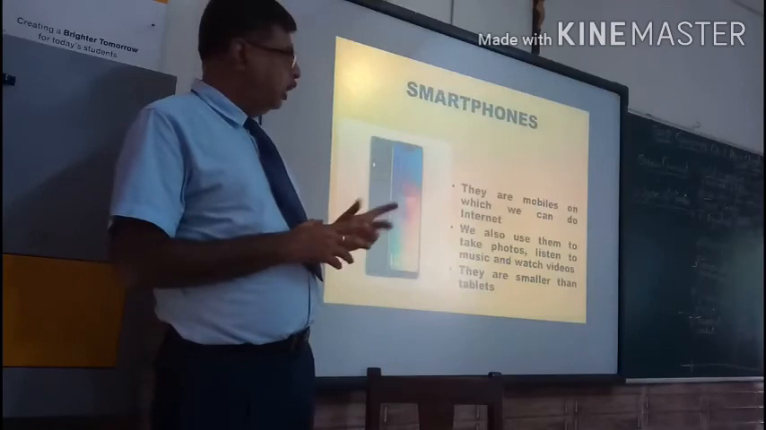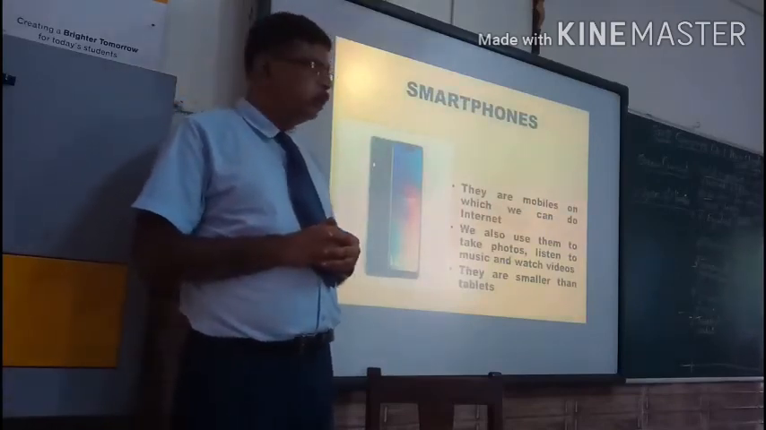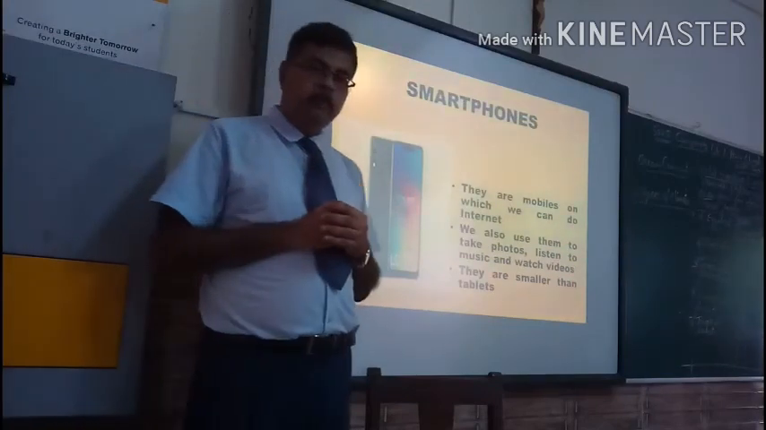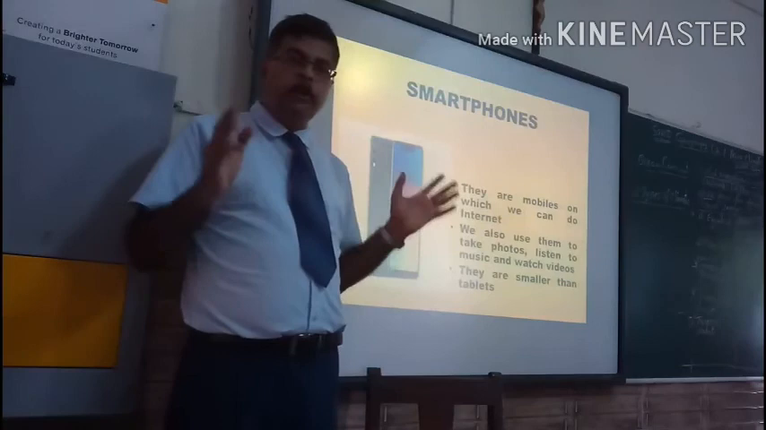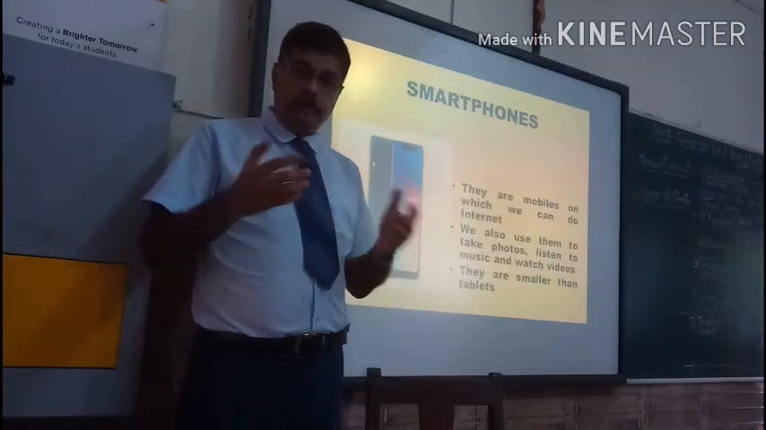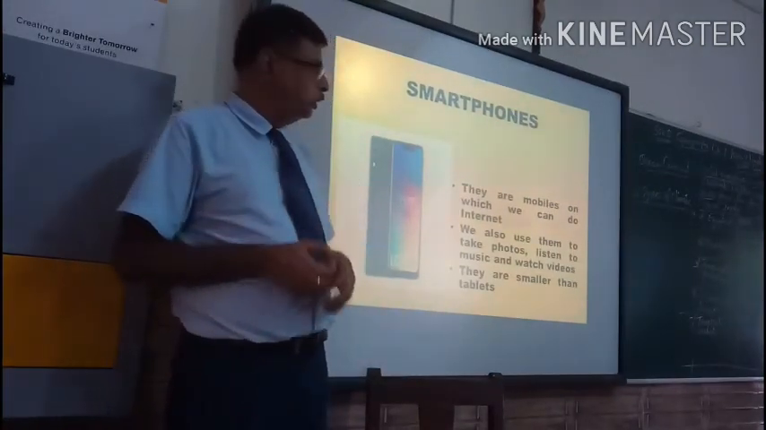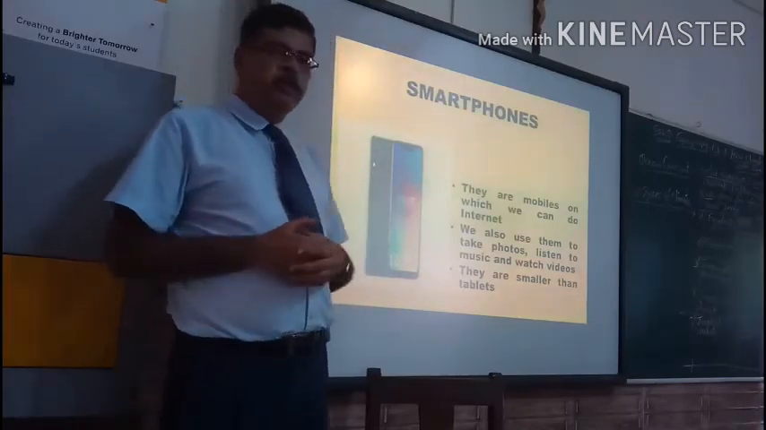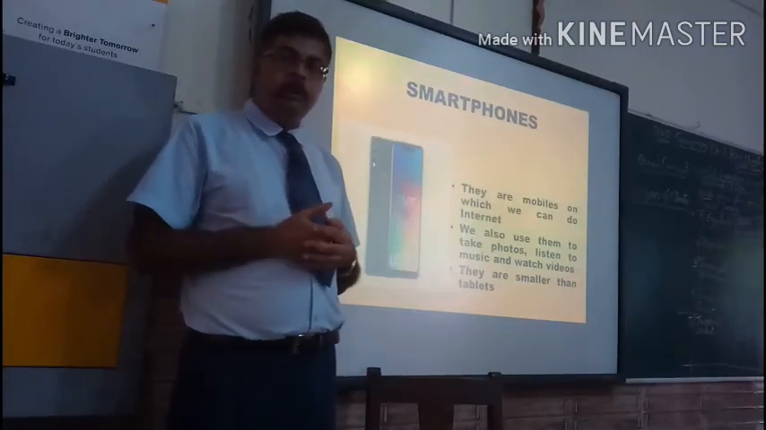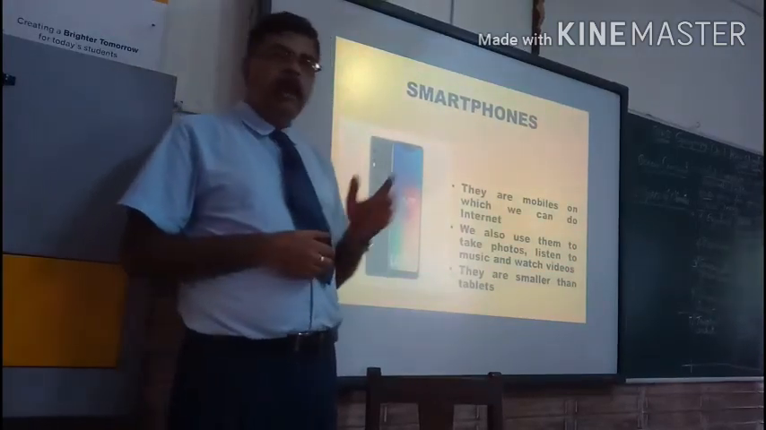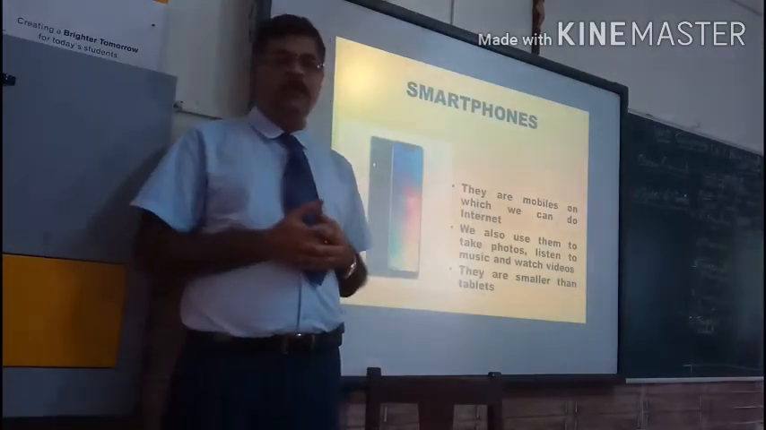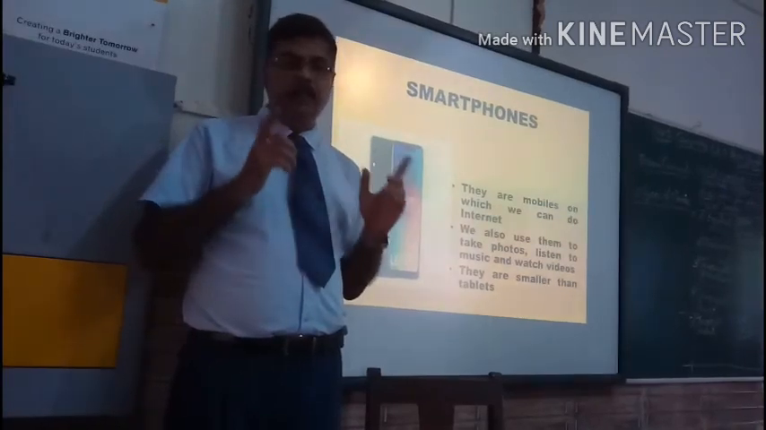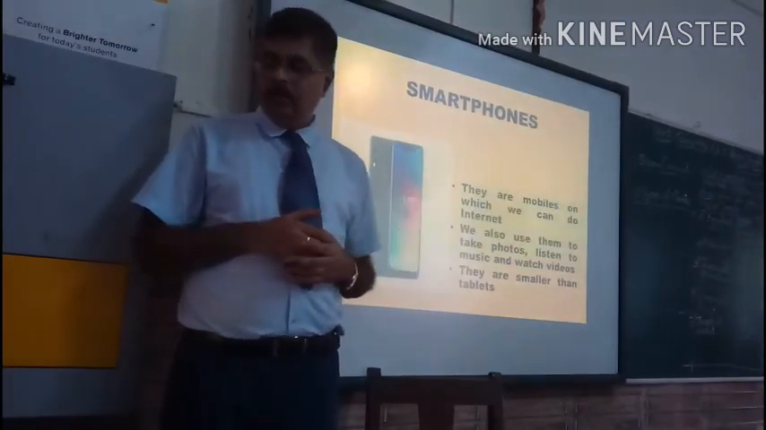Okay? And the last type of computer is smartphones. They are mobiles on which we can do internet, like Facebook, WhatsApp, Instagram, Twitter. You may have heard all these things. You may be doing some of those things also. These can all be done on a mobile. And we also use them to take photos, listen to music, and watch videos. They are the smallest of them. You know what a smartphone looks like. You may not have seen a desktop computer, you may not have seen a tab, but you have certainly seen a mobile. You know what it looks like.